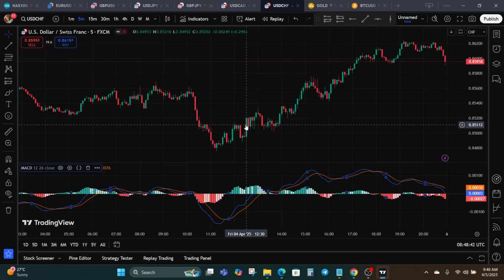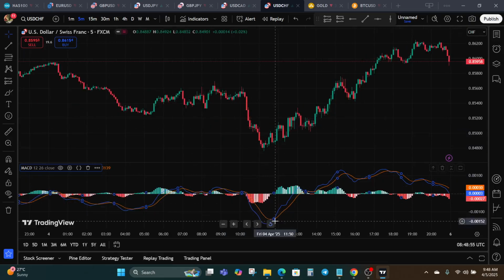But we don't enter just on any crossover. We combine the MACD with price action confirmation to filter out weak signals. So for a buy setup, you need the MACD line crossing above the signal line below the zero level. You can see that this is the zero level. So you need a bullish crossover below the zero level for a buy setup.